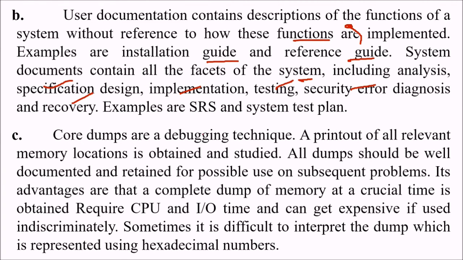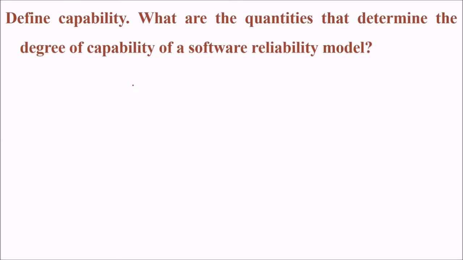Code dumps. These are debugging techniques. A printout of all relevant memory locations is obtained and studied. All the dumps should be well documented and retained for possible use in subsequent problems. Its advantage is that a complete dump of memory at a crucial time is obtained. They require CPU and I/O time and can get expensive if used indiscriminately. Sometimes it is difficult to interpret the dump, which sometimes represents only hexadecimal numbers.